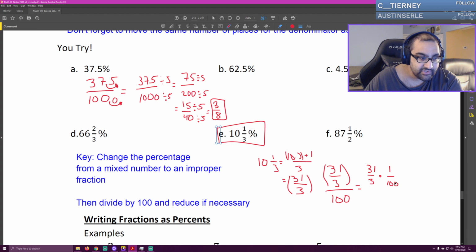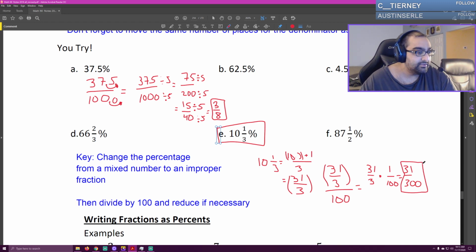And then we can see if we need to reduce down here, if it's possible. Again, it may not always be possible, so do understand, whatever we get here may not be able to reduce. In this case, unfortunately for us, 31 and 100 don't have anything in common. So we'll multiply straight across. And so here we're going to get 31 over 300 as our answer to this problem.